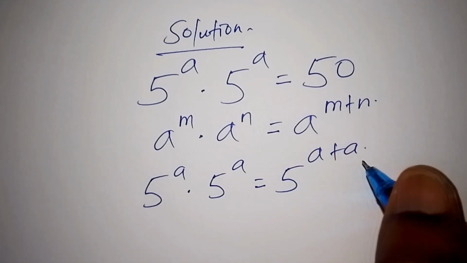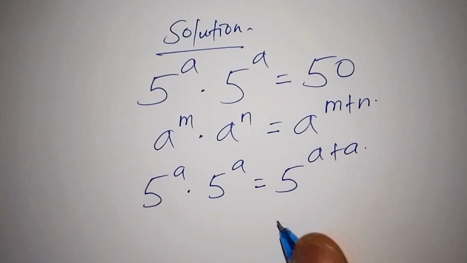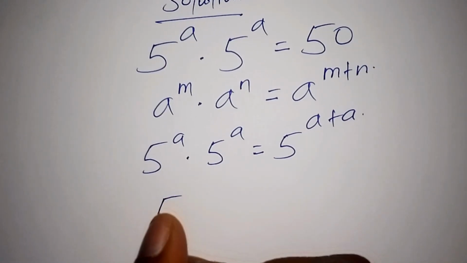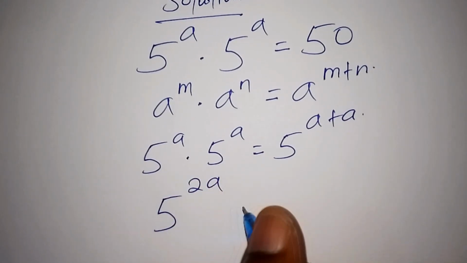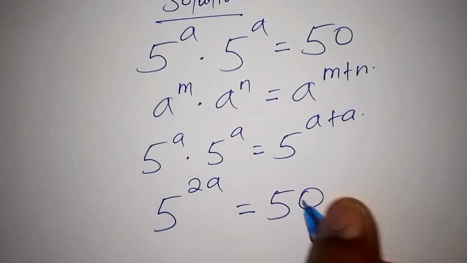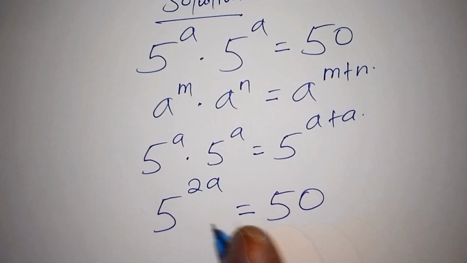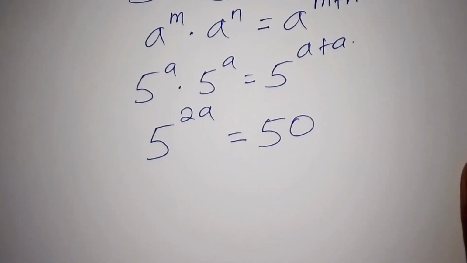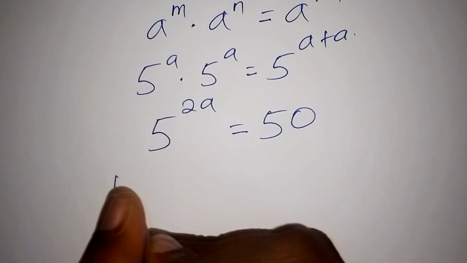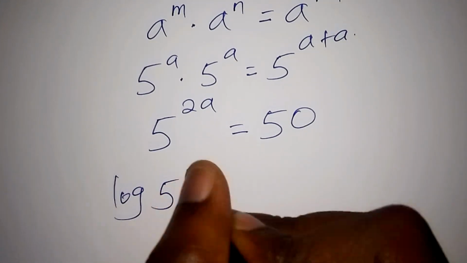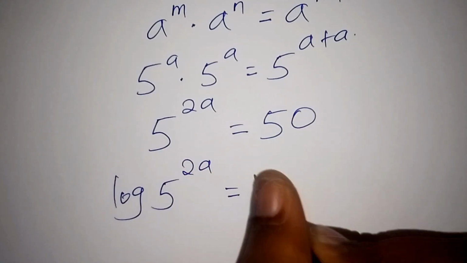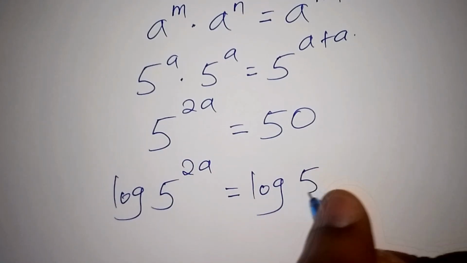So how many a's do we have? We have 2 a's. So now we shall have 5 to the power of 2a is equal to 50. What is the best thing for us to solve for a? Let's now introduce the log on both sides. So here we shall have the log of 5 to the power of 2a, which should also give us the log of 50.